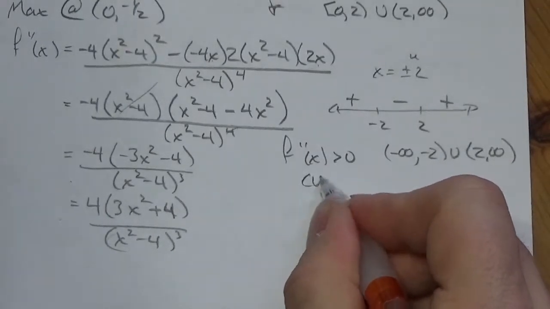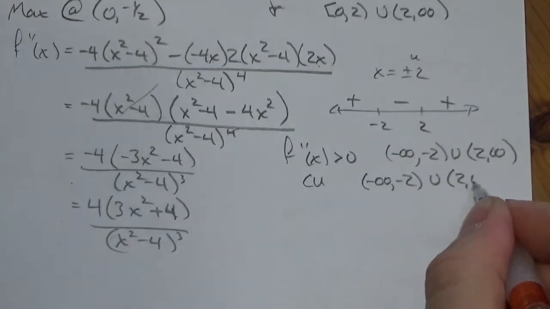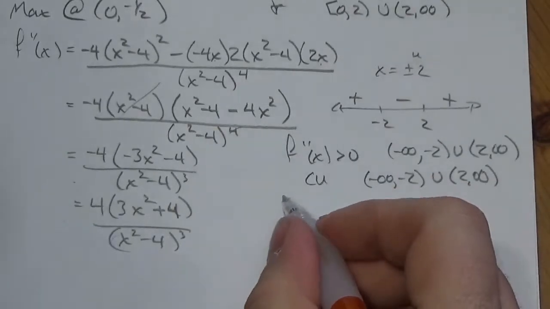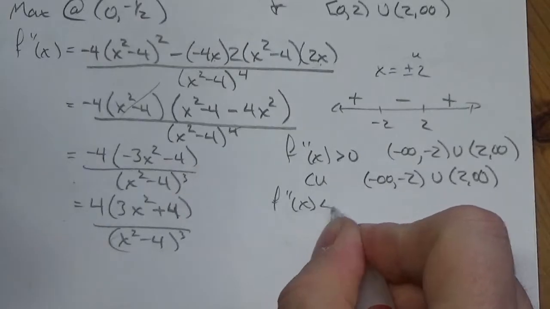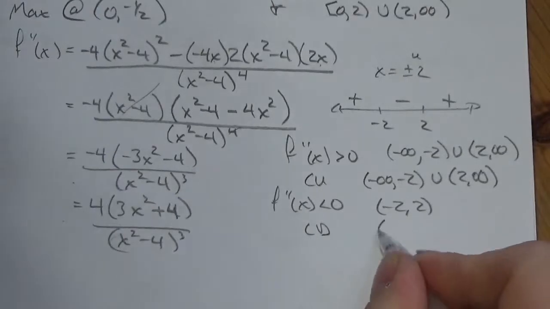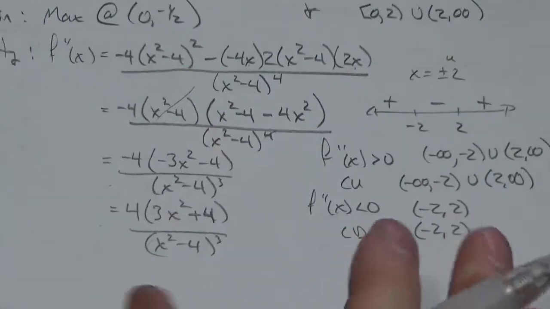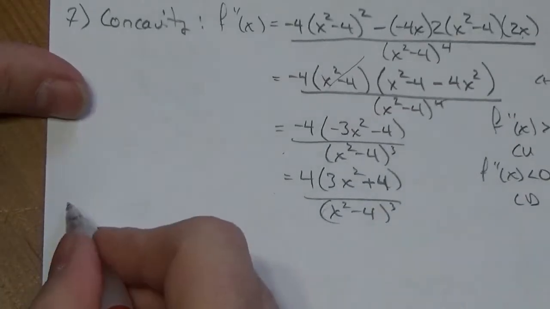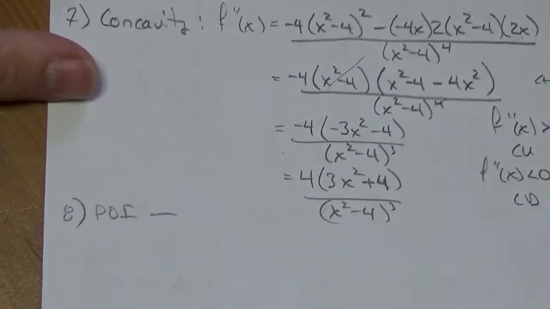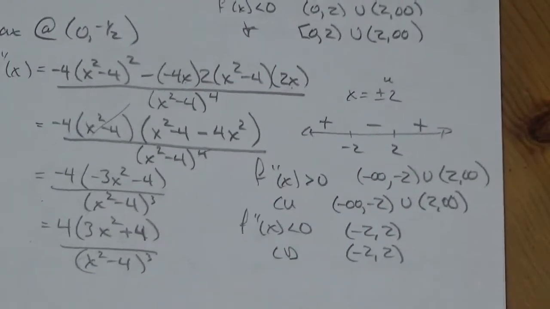So our second derivative is positive from negative infinity to negative 2, union 2 out to infinity, which means this thing is going to be concave up, and in this case it will be exactly the same interval. That's because those are asymptotes and I can't include those. The second derivative will be negative from negative 2 to 2, which means this will be concave down on, again, exactly the same interval. Which means for us, for 8, points of inflection and cusps, well, there are none. Because where the concavity changes, those aren't points, those are asymptotes.